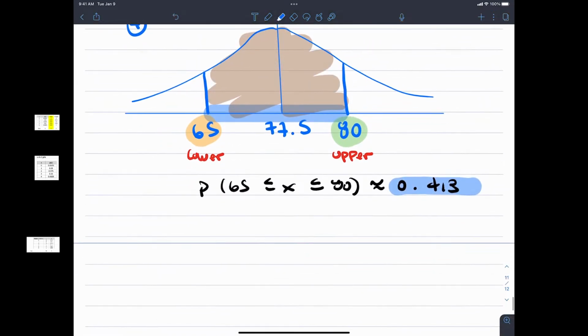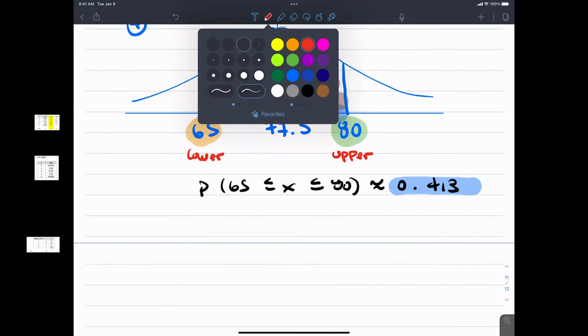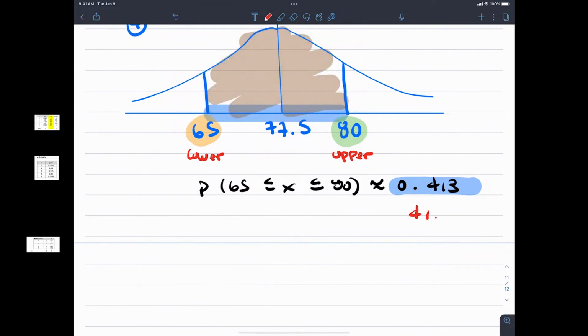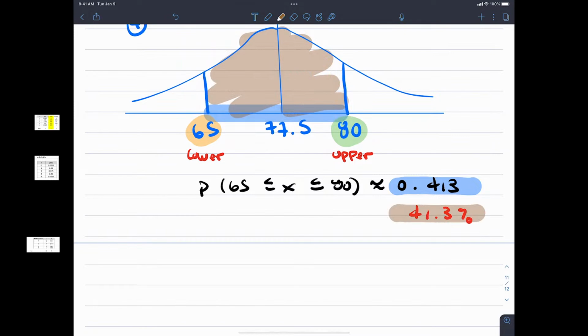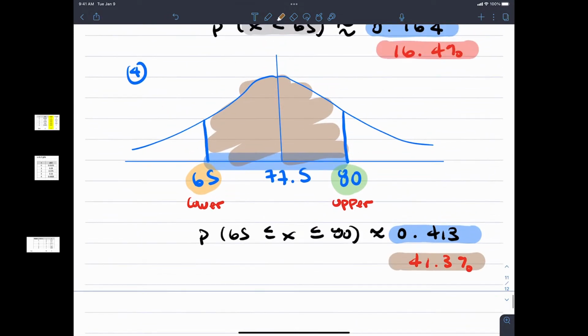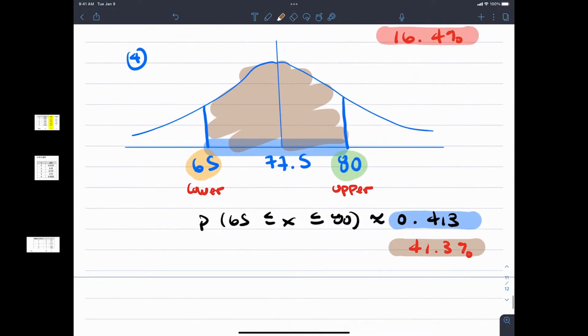And that's probability, but it's not percent. They ask for percent, so what's the percent? Move the decimal 2 spaces to the right, and then you get 41.3%. There you go. So 41.3% of the population lives between 65 and 80. And that's the meaning of what you guys see there.